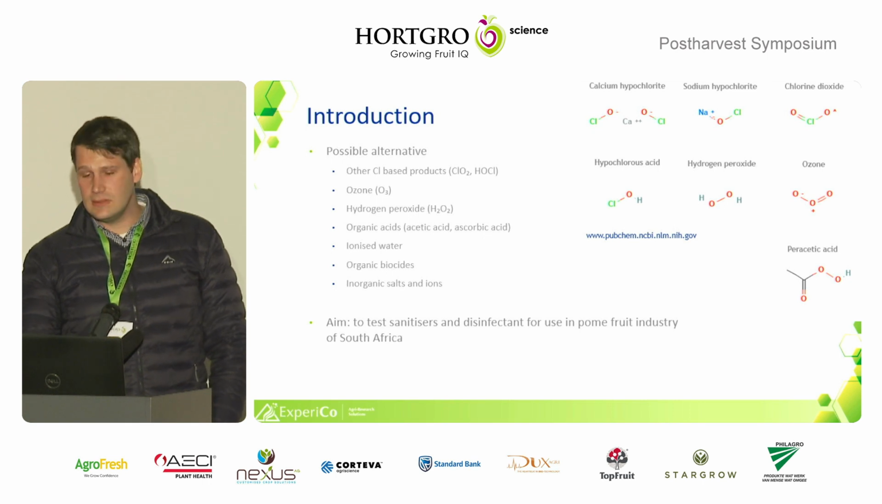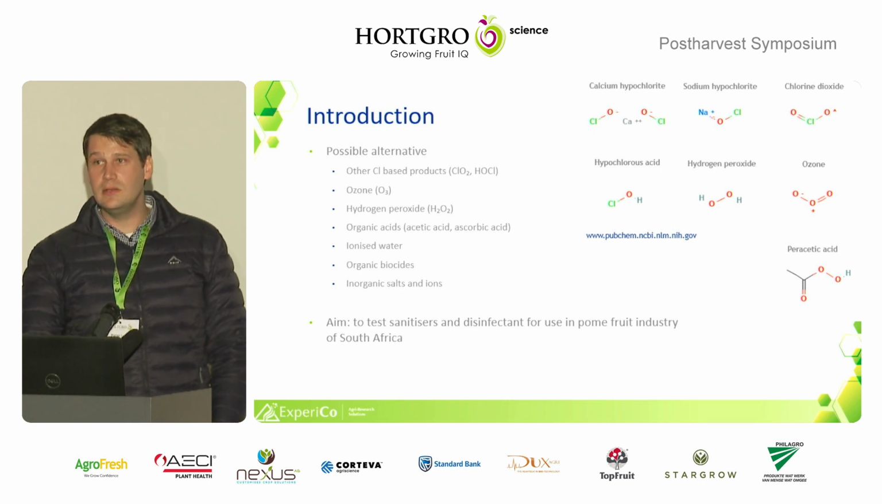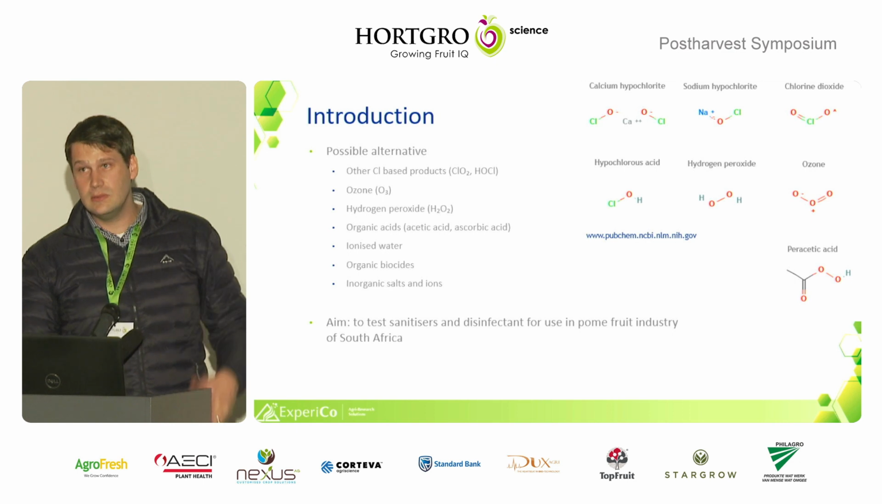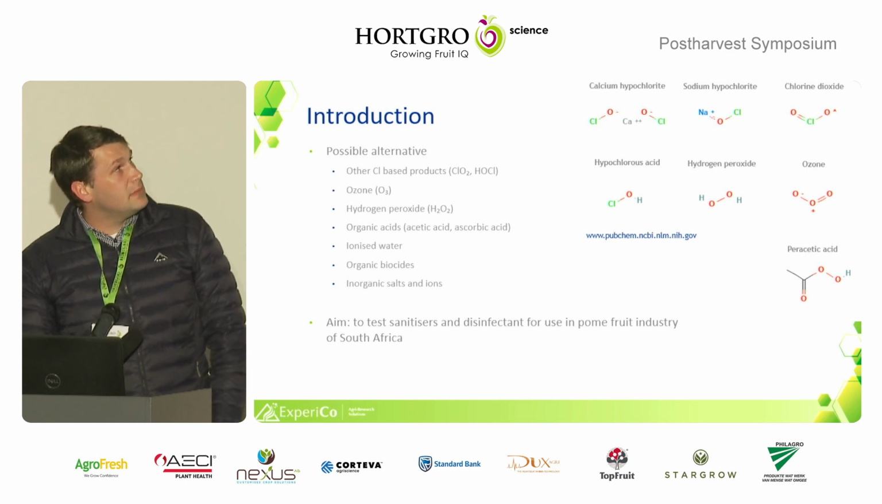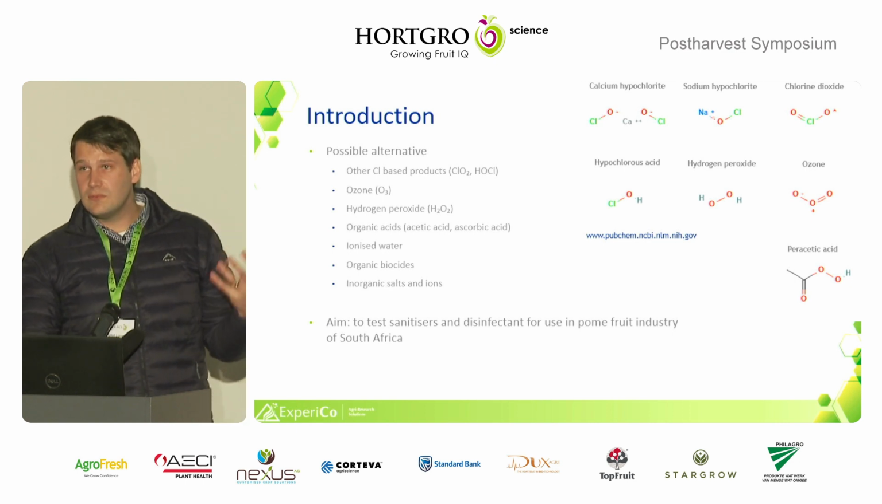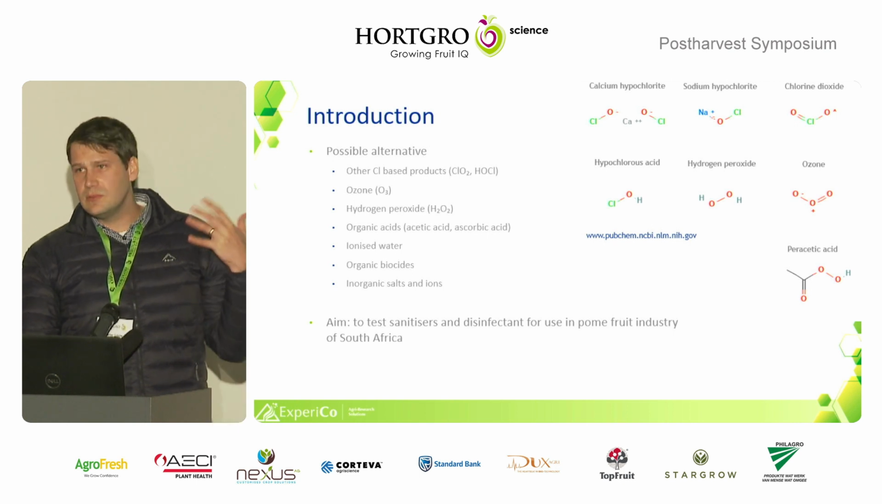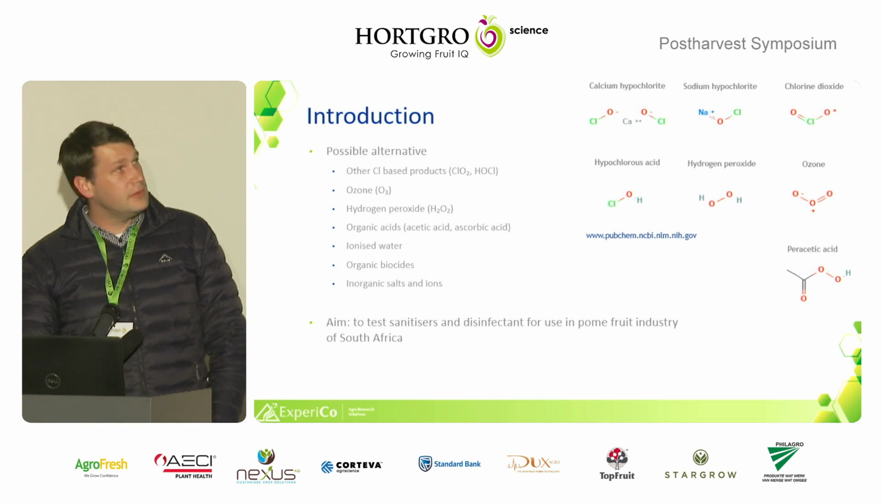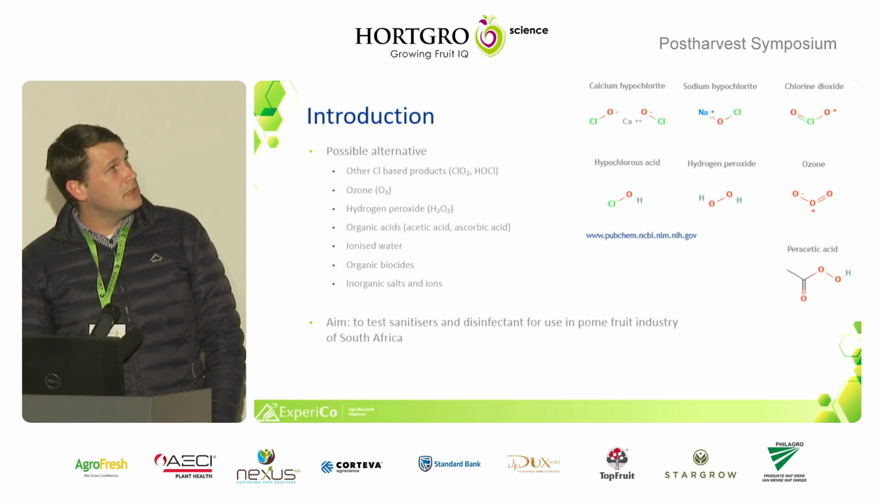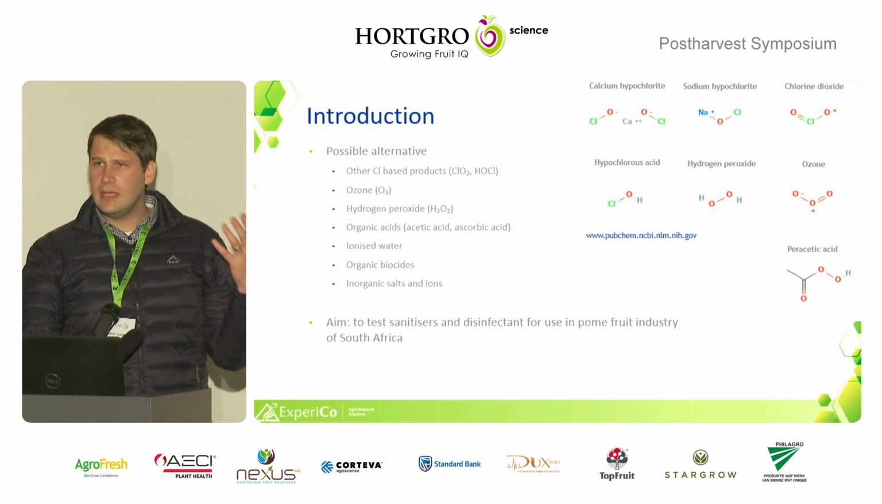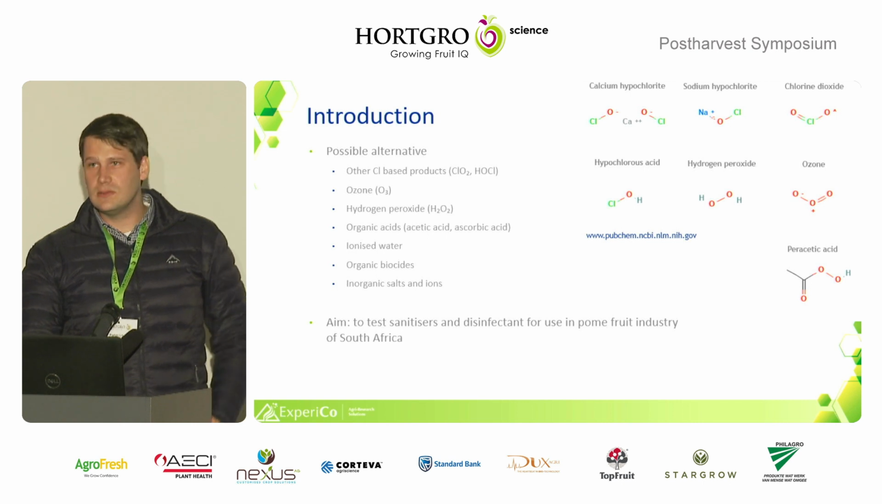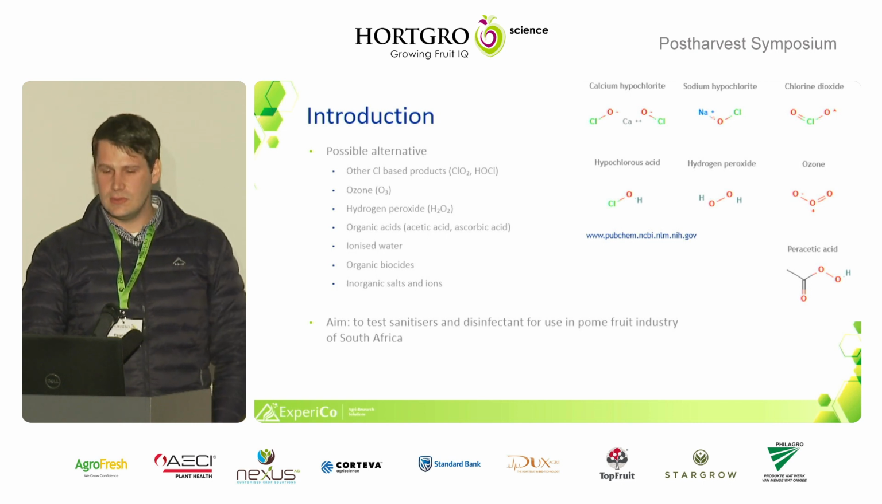Okay, so these are the alternatives we looked at when deciding what to include in the project. Some being just other forms of chlorine. We looked at ozone, and some of the hydrogen peroxide products, which is also not a chlorine product, but can also be quite corrosive. And then a bunch of inorganic salts or organic acids and so on. So this led us to our aim: to find these alternatives to apply to our pome industry.